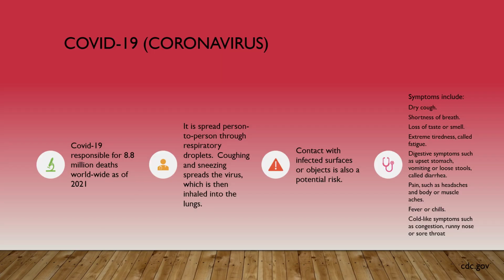So let's talk about COVID-19, the coronavirus. In 2021, COVID-19 was responsible for 8.8 million deaths worldwide. That is an astonishing number. So think about that. 8.8 million people. It is spread person to person through respiratory droplets. Coughing and sneezing spreads the virus, which is then inhaled into the lungs. Contact with infected surfaces or objects is also a potential risk.